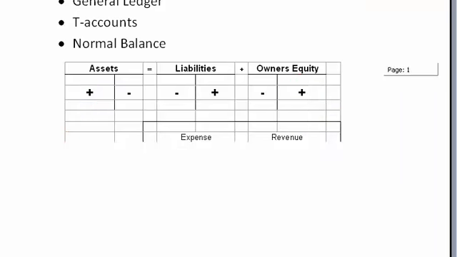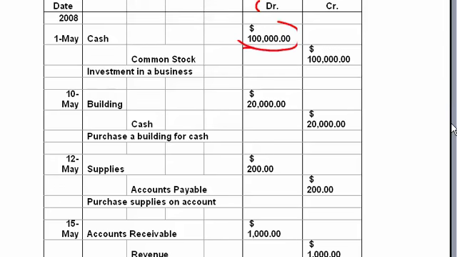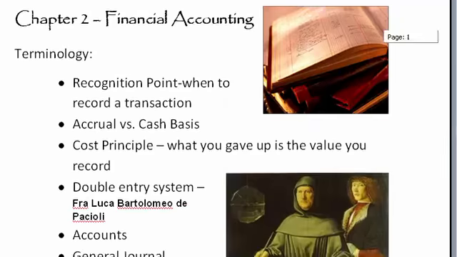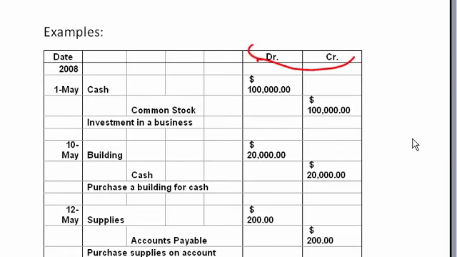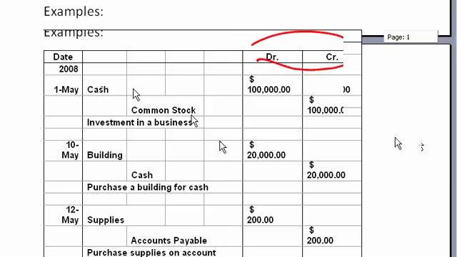Notice that the left side, so the debit here, has to equal the credit side. So if we go back down and look at this journal entry here, we have a debit of $100,000, and then we indent to show the credit and put that in the credit column. So any journal entry is going to have at least these two columns. So if we invest in a business, we would debit cash, credit common stock.